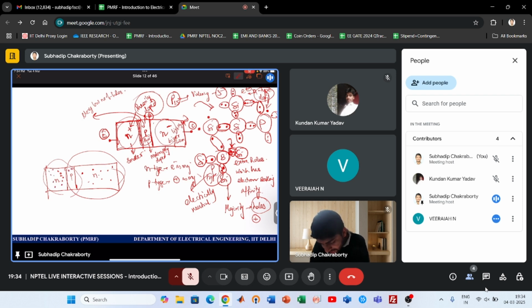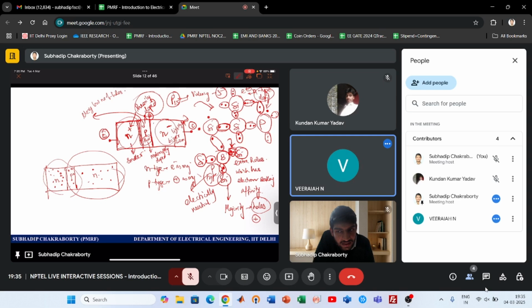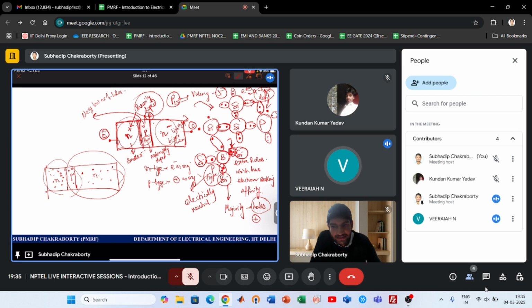And this region has some holes, right? But few holes. So in the P region, what will happen? Majority carriers are holes, minority carriers electrons. In the P region, the majority carrier is holes, obviously, because we doped it with p-type elements, and that's why they have formed holes. They have affinity to seek electrons.